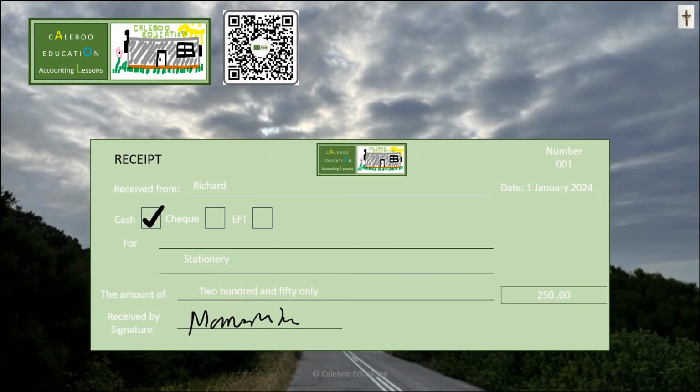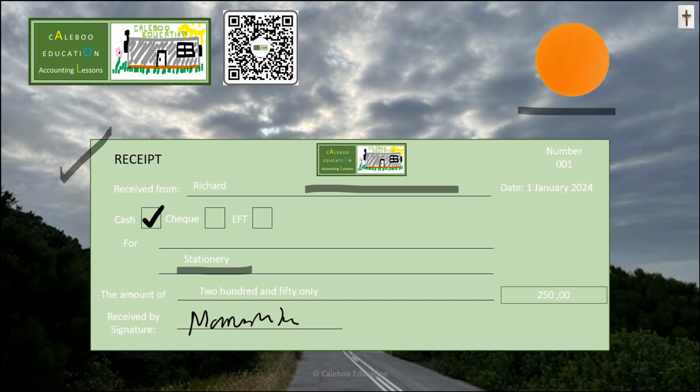Another document is a receipt. We make a payment, and stationery was bought, so we got a receipt as proof of payment. It's supporting documentation for the payment that Calibu Education is going to make.